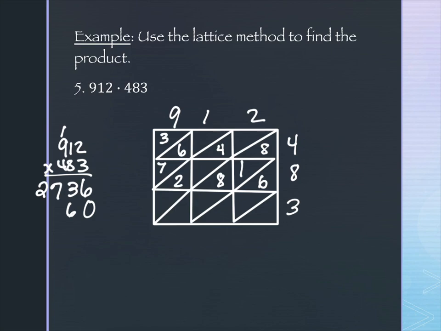All right, last row, 9 times 3. 27. 1 times 3. 3. And 2 times 3. 6. Okay, we're done with multiplication. You ready? Next step's addition. Here's what you do. We're going to extend the diagonals of each of these boxes.